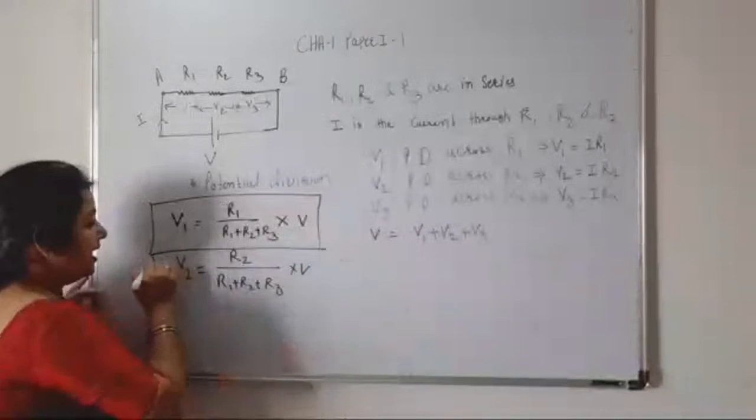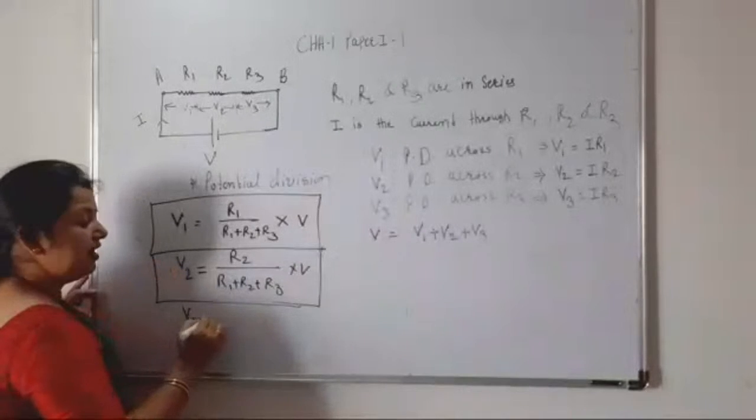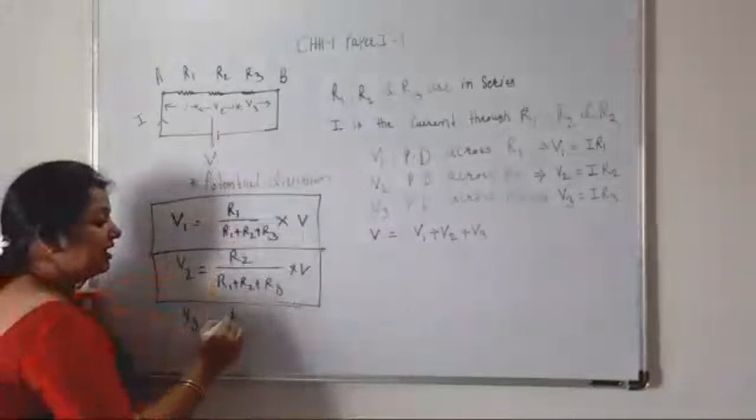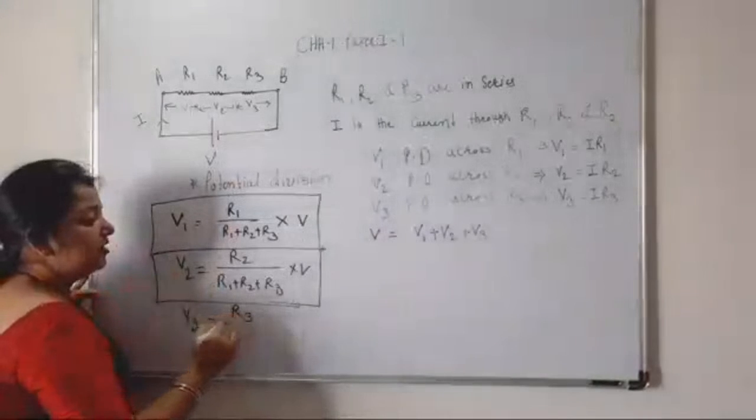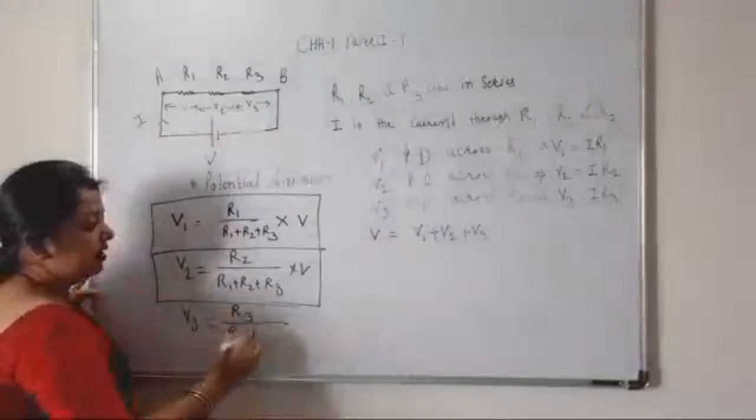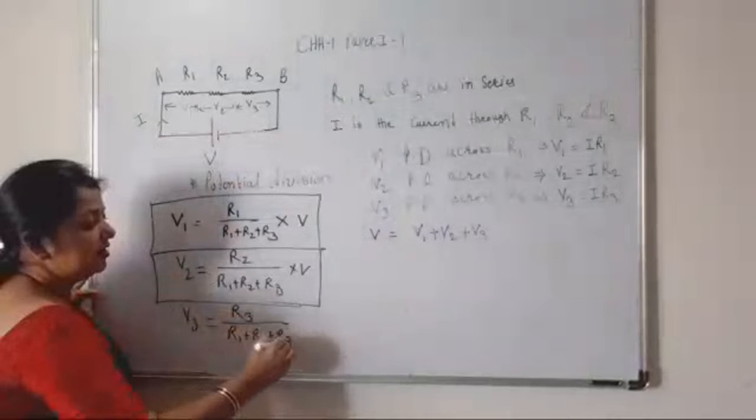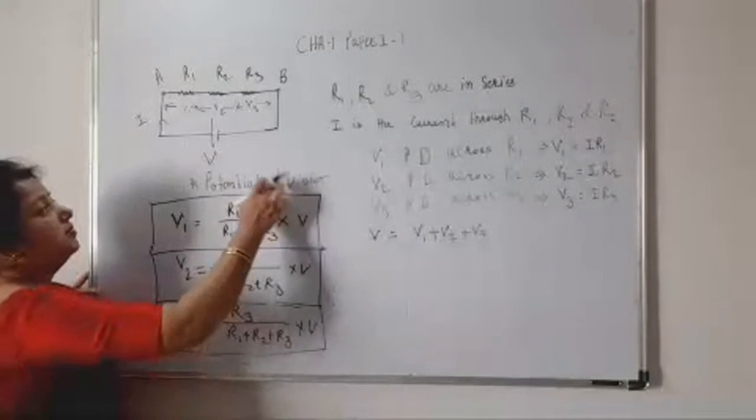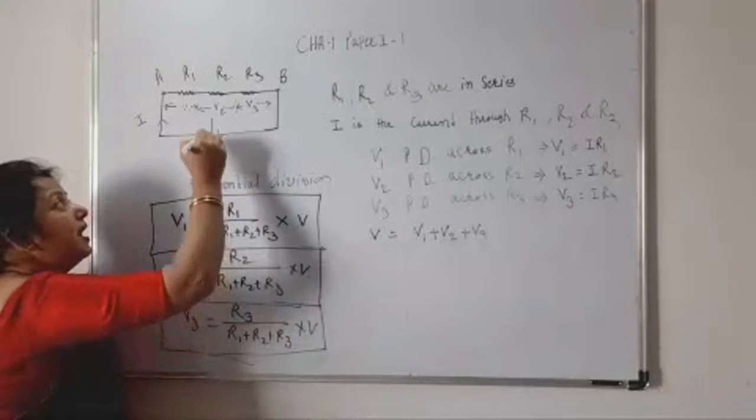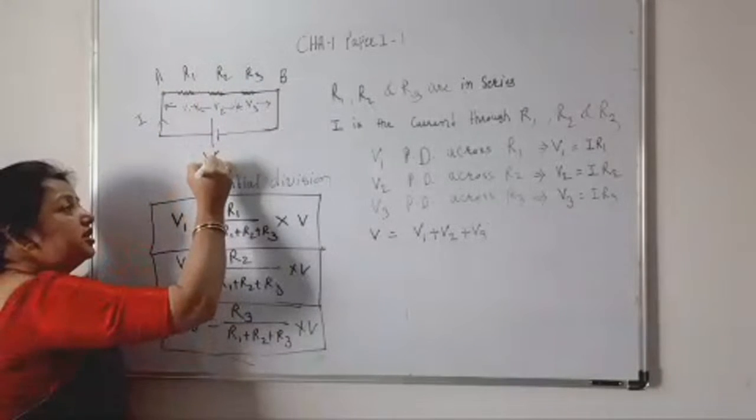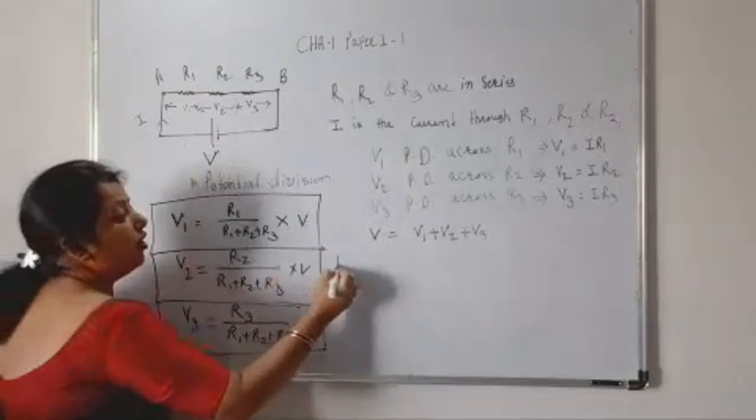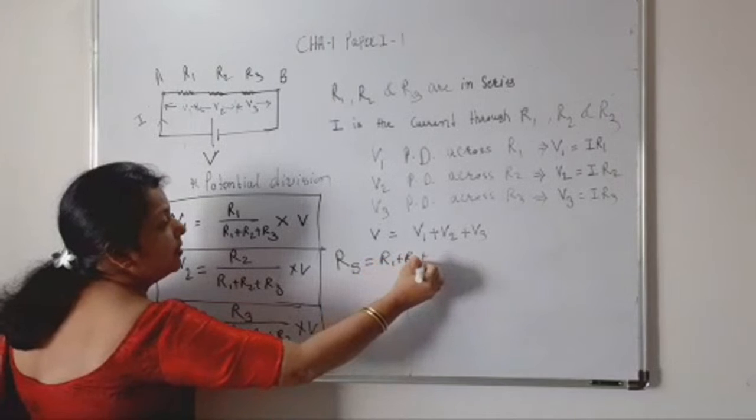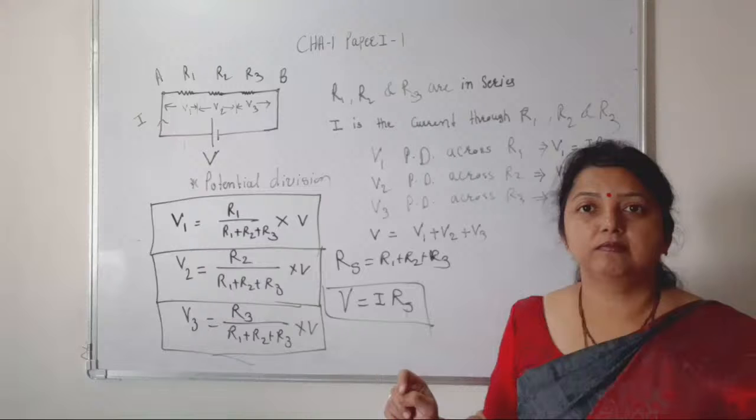And now when we want to find out V3, potential across resistance R3, at that time what do you say? R3 upon R1 plus R2 plus R3 into V. This is the standard formula. Potential division means here the overall potential applied across that series combination is V. And you already know that overall RS is equal to R1 plus R2 plus R3.